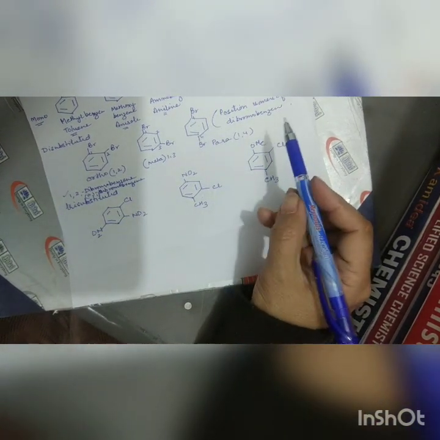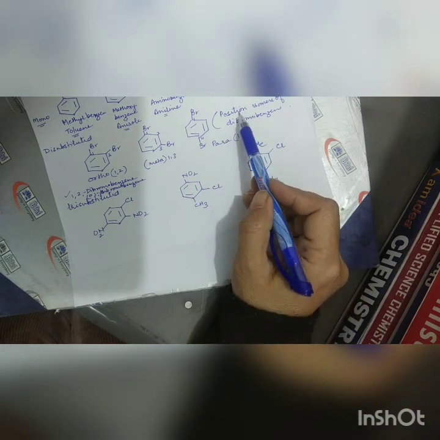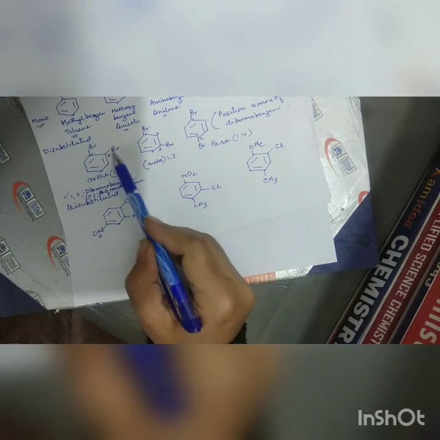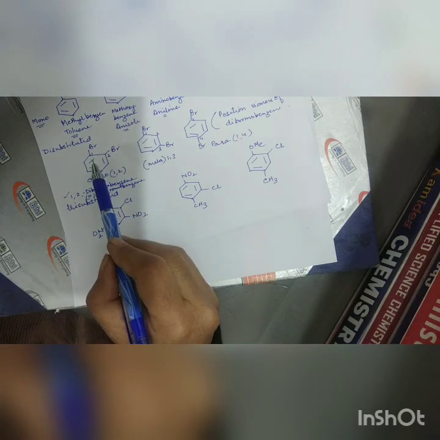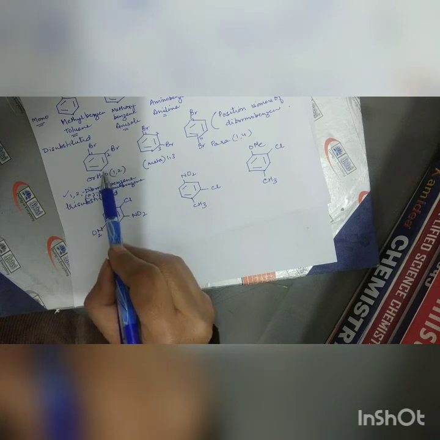This is 1,3-dibromo and this is 1,4-dibromobenzene. All of them are, remember, position isomers of dibromobenzene, where the position of bromine is different. The molecular formula is the same. The structure has a difference because the position of bromine is different in all three cases.